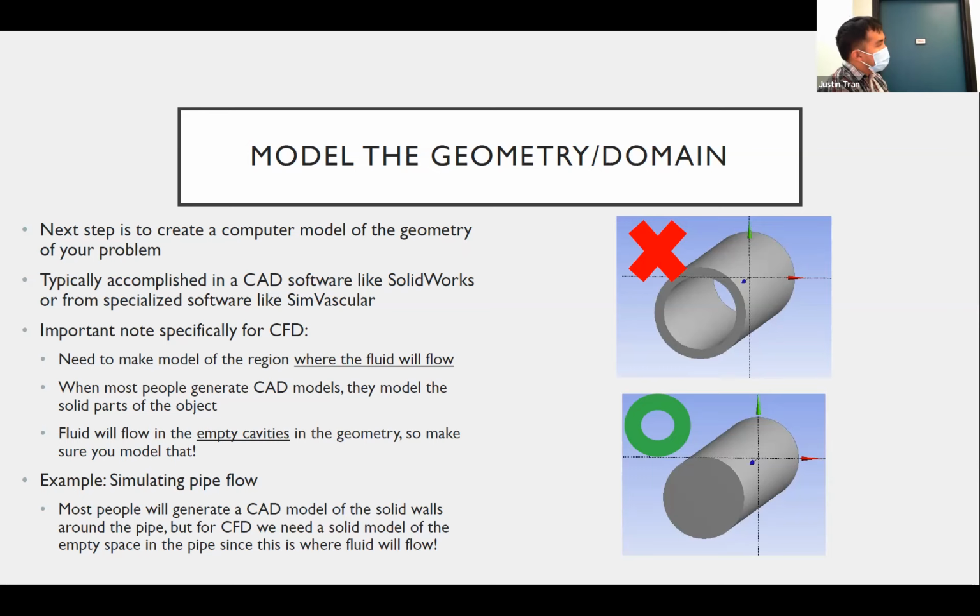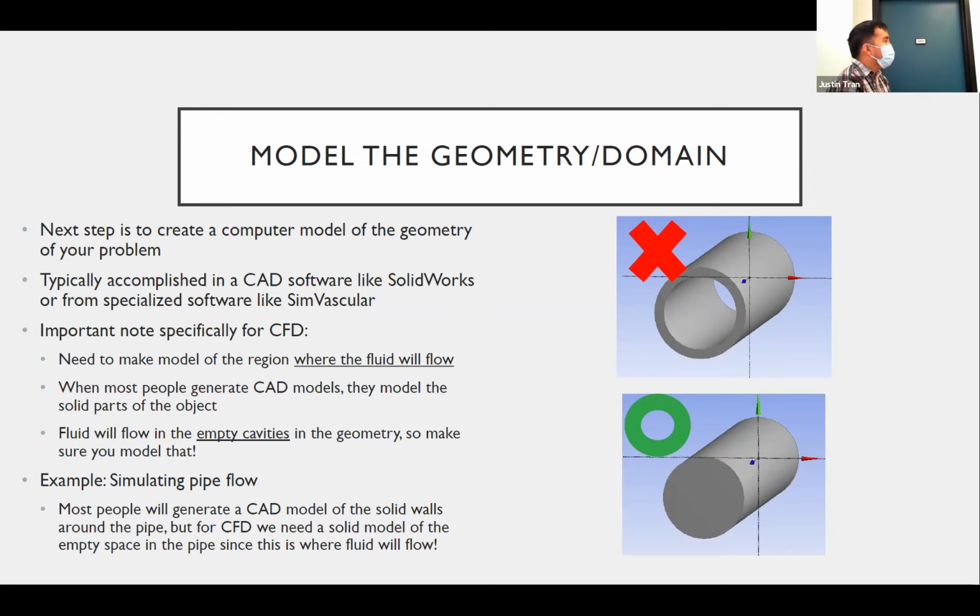Okay, but one important note that I want to make here. Vascular does this automatically, and so you don't really have to worry about this. But if you are interested in doing CFD based on a SolidWorks model, you want to make sure that you're actually modeling the correct part of the geometry. What I mean by that is that when you run CFD, you want to create a CAD model for the regions where the fluid is actually going to flow. Okay, and so this is kind of opposite thinking from when people are generating CAD models normally.